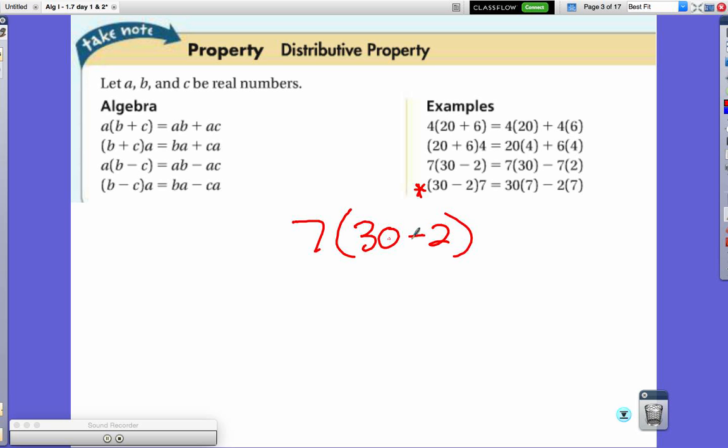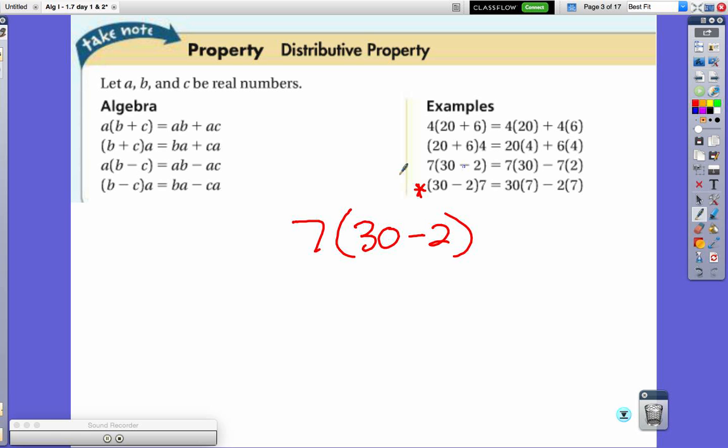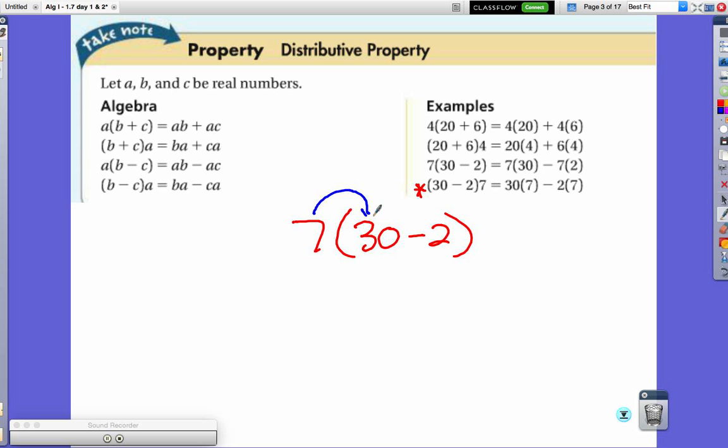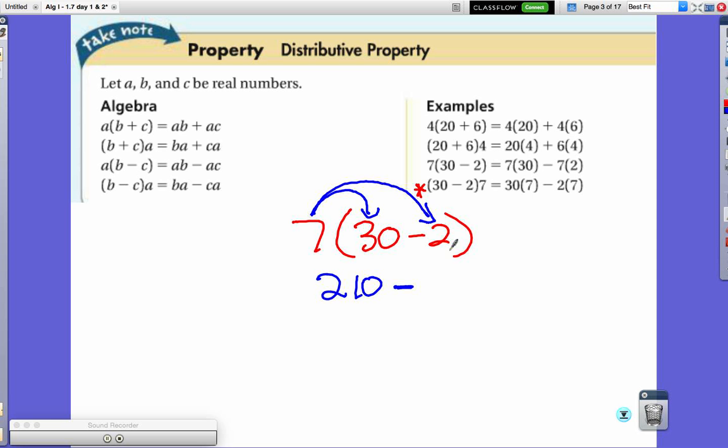Now this one we could find what 30 minus 2 is, right? Just for the practice of using the distributive property, let's distribute. So we will take 7 times 30, which is 210. Then now we have a minus sign, and now we're taking 7 times 2. So now we have 210 minus 14, which is 196.